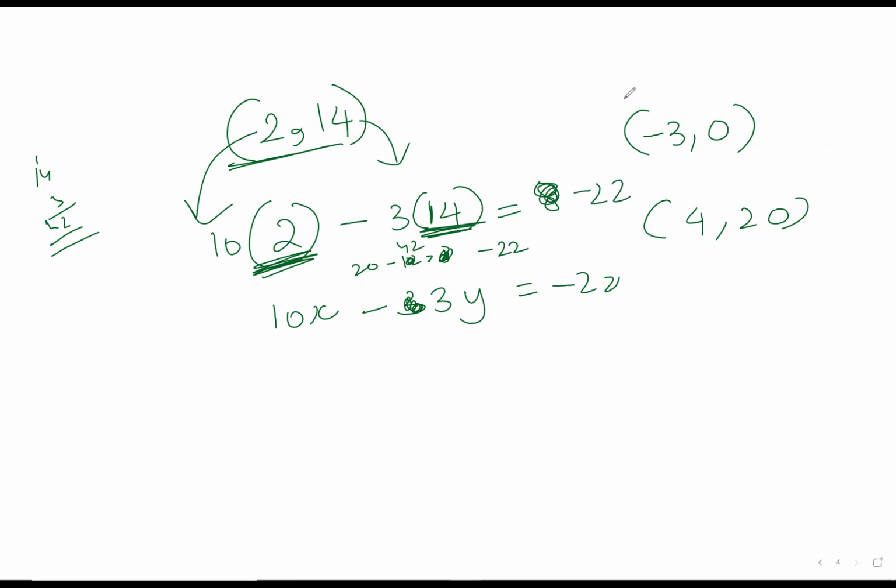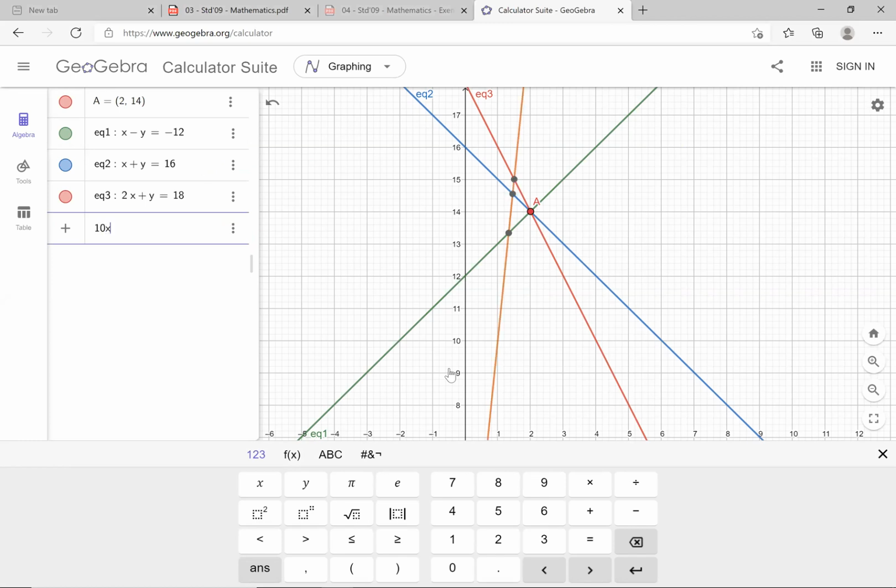Okay, let's try this one also, just for the sake of it. Just a sec. It is 10x minus 3y is equal to negative 22. I just want to see whether I'm right or not. I forgot again. What was it? 10x? You guys remember? I think it was minus 3y is equal to negative 22. Oh, there you go. So that is also passing through this point.